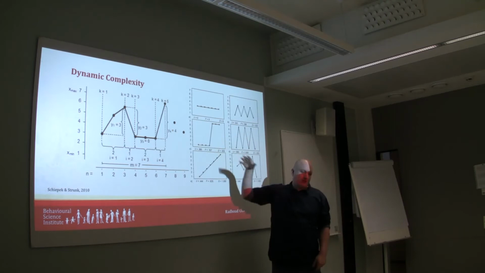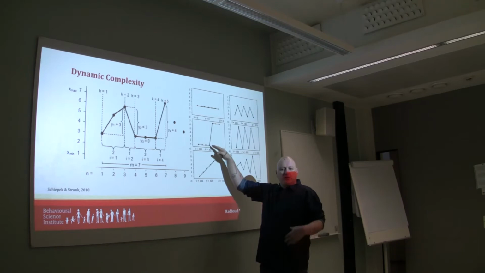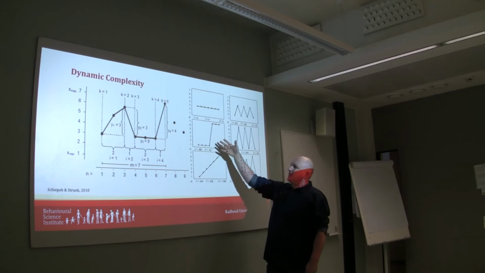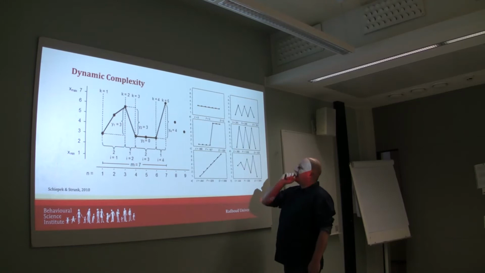So you want a measure that is able to distinguish between this pattern, which in terms of fluctuation is not so much, it's just a jump in level, basically, but not really highly fluctuating, and this one, which is oscillating, right? That's what this dynamic complexity does. Dynamic complexity is able to distinguish between these things.